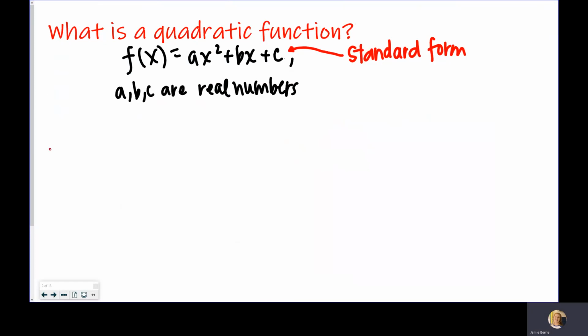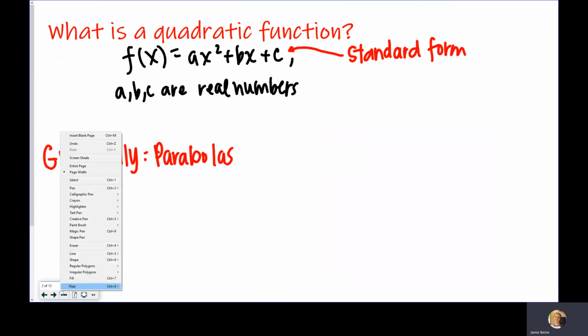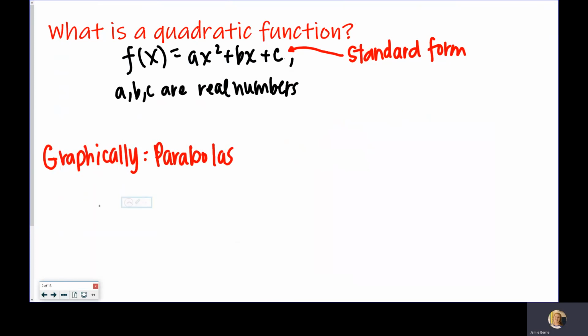Graphically, quadratic functions appear as parabolas. And these parabolas can look one of two ways. So they will either look like this, like a U shape, or they will look like an upside down U. It's really easy to tell what your parabola is going to look like if you look at your function.